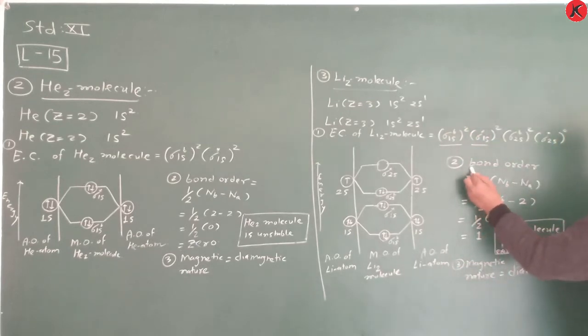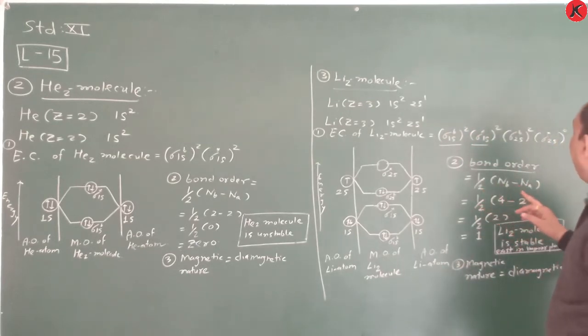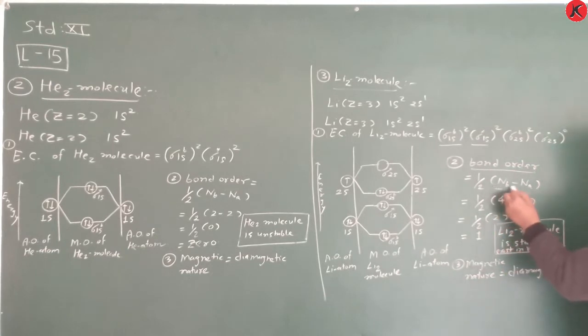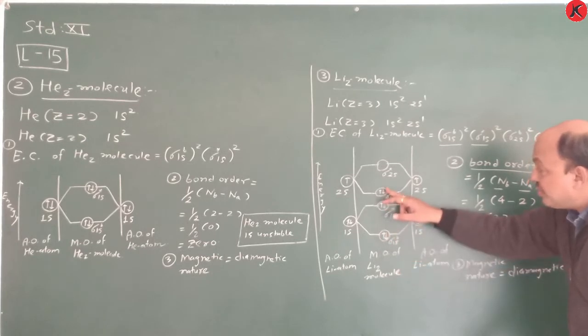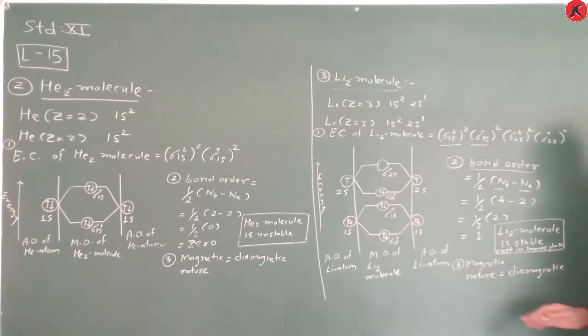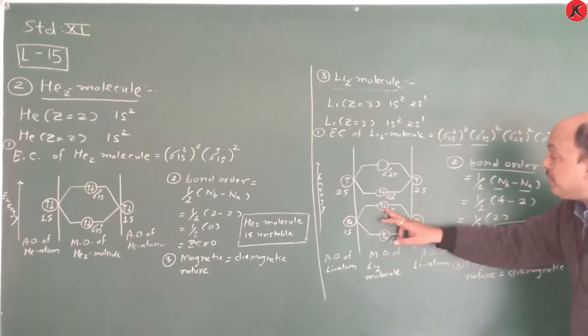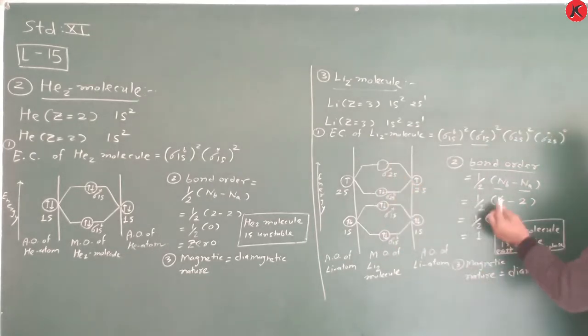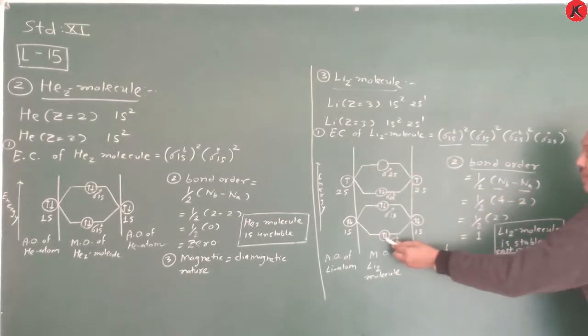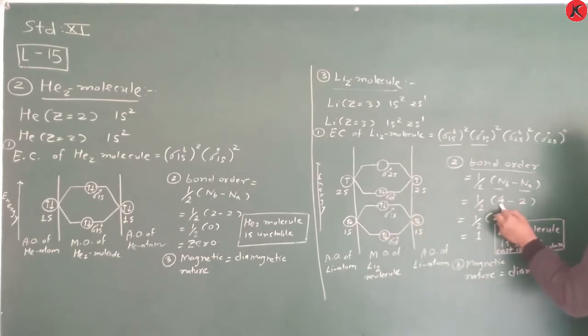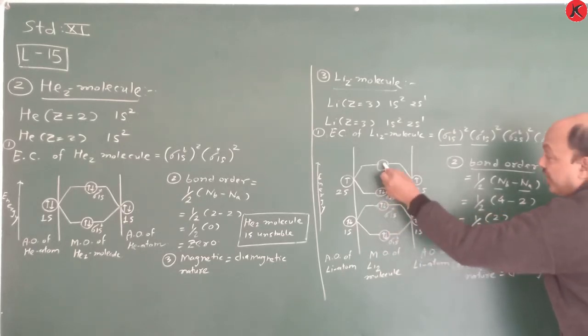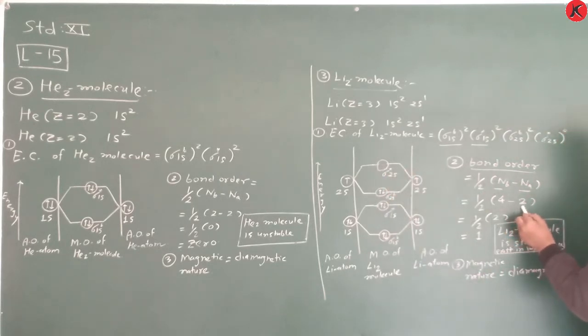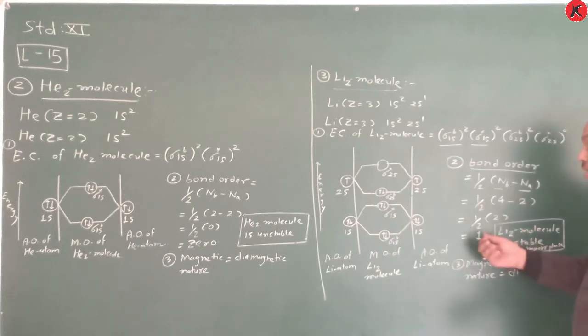Second thing, bond order. What is bond order? One upon 2 into Nb minus Na. You know what Nb and Na mean. Just see, 2 plus 2 is 4. This is BMO, this is ABMO. In the bonding molecular orbitals, how many electrons are present? Total 4 electrons, so we write 4. In anti-bonding, total how many electrons are present? 2. So 1 upon 2 into (4 minus 2) is equal to 2 upon 2, so we get 1. So the bond order is equal to 1.